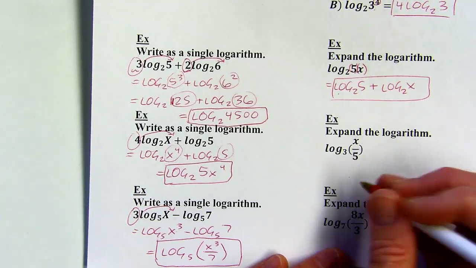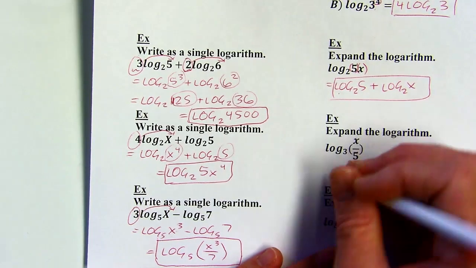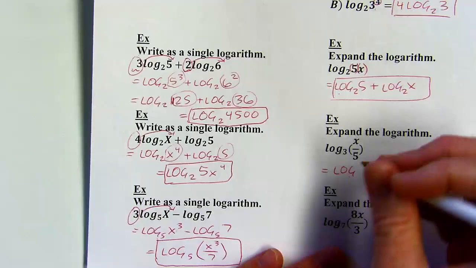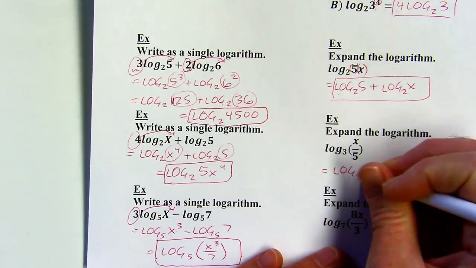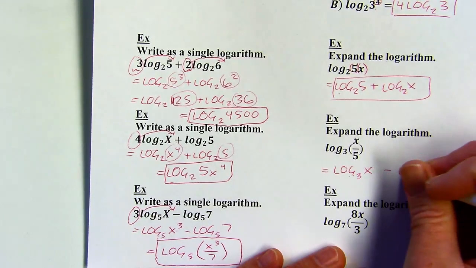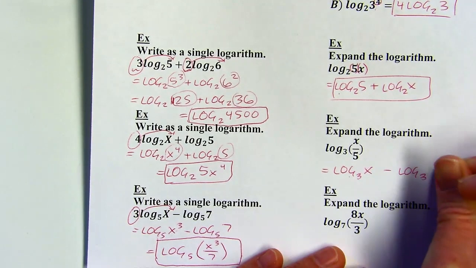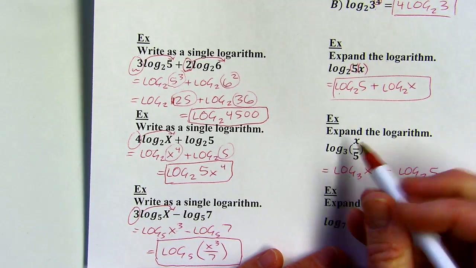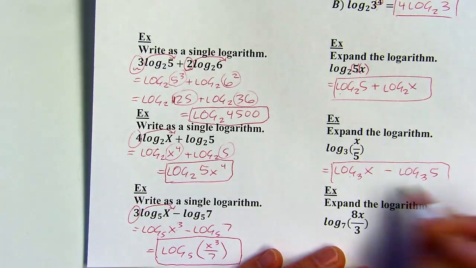And since I've got division here, I'm going to be writing this as subtraction. So log base 3 of x minus log base 3 of 5. Just using that rule in reverse. If I combine them, the contents would be x over 5. That's what I want.